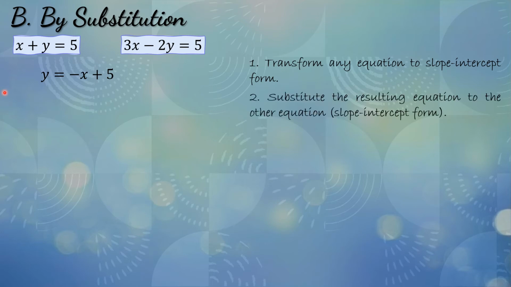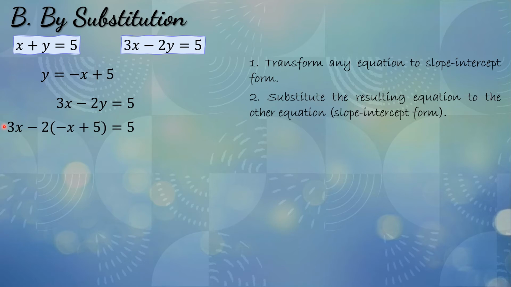Second step is to substitute the resulting equation to the other equation. So, isa-substitute natin yung value ng y which are negative x plus 5 dun sa pangalawang equation. So, i-rewrite natin yung second equation. I-substitute natin sa variable y na ito ang negative x plus 5.